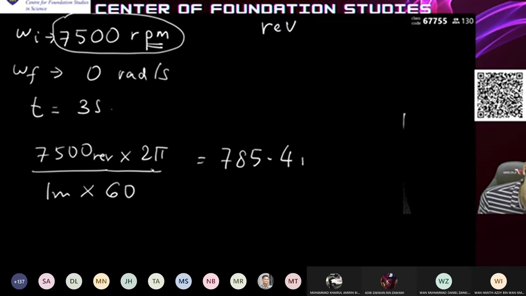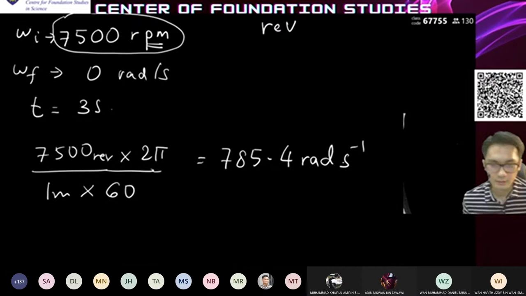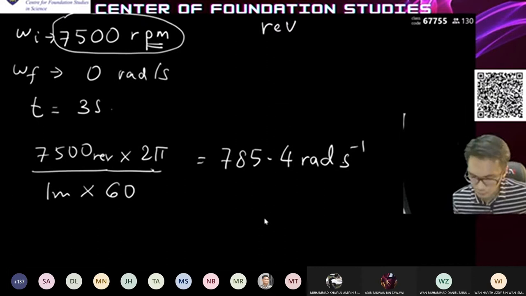Point four. Okay, this is radian per second. This is the omega initial velocity. Now the question asks for the acceleration. So we know omega final, we know omega initial, we know time.